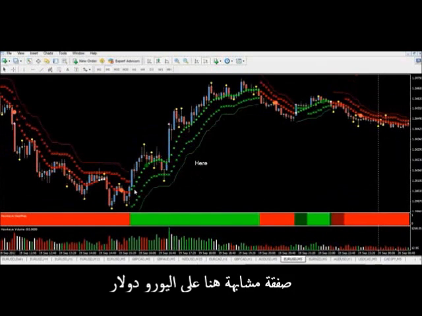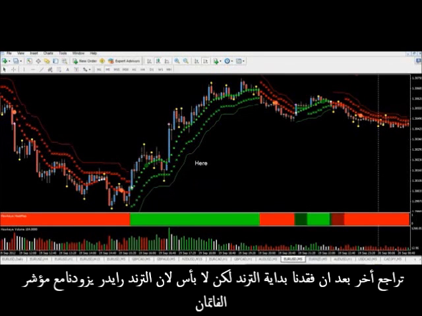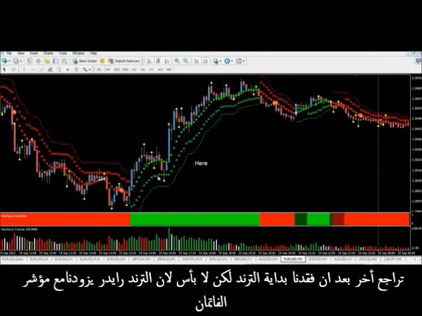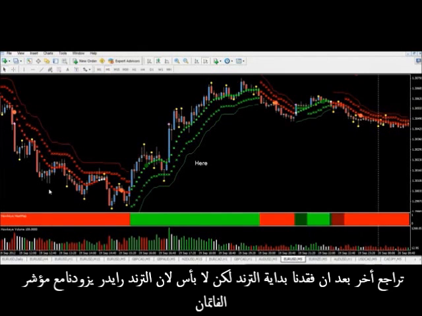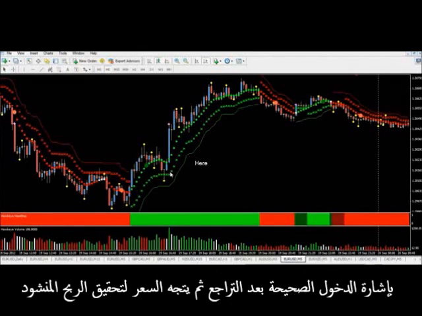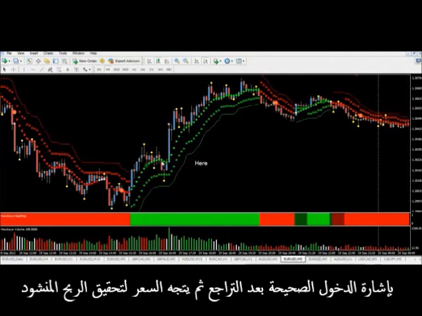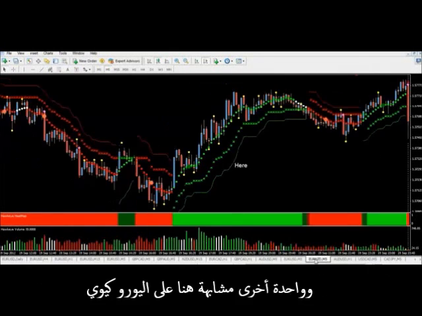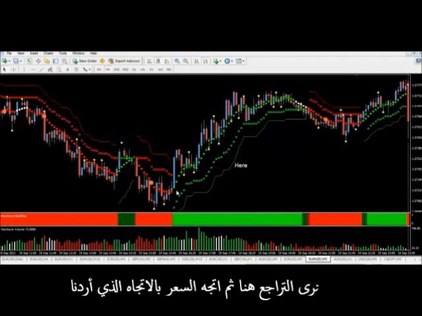Similar trade here with the euro versus the US dollar, another pullback. We'd missed the beginning of the trend here. That's okay, because with the Trend Rider, provided the fat man is giving you the right signals, and we'll come on to that in a moment, then you enter after the pullback and get back in to take that profit there. And another similar one here with the euro versus the Kiwi. As you can see, the pullback here, and then the market goes where we want it to go.